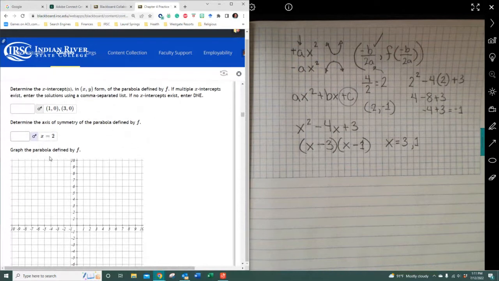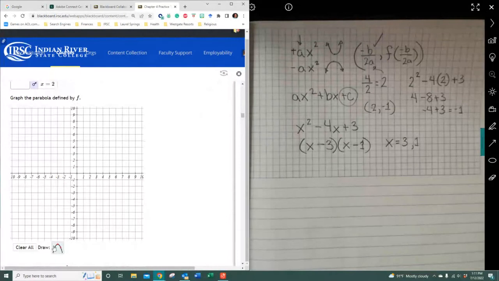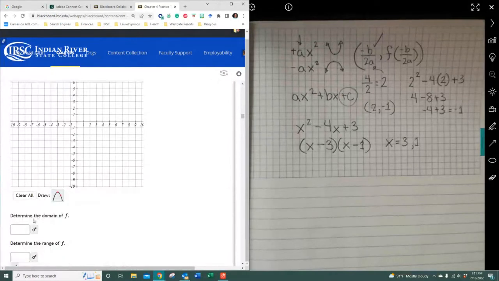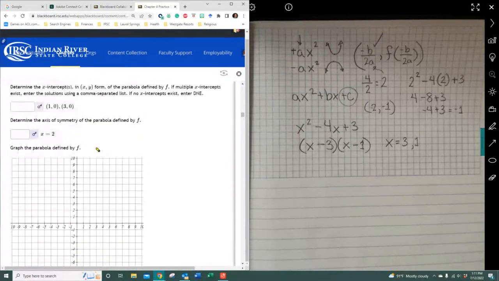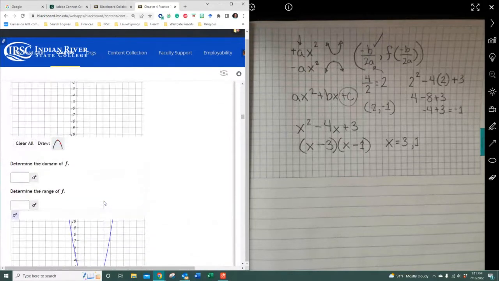Now, graphing the parabola is simply just by putting those points in there and selecting the proper parabola. I'm going to let the system just show you that it looks like this. I'm not going to physically take time to do that.